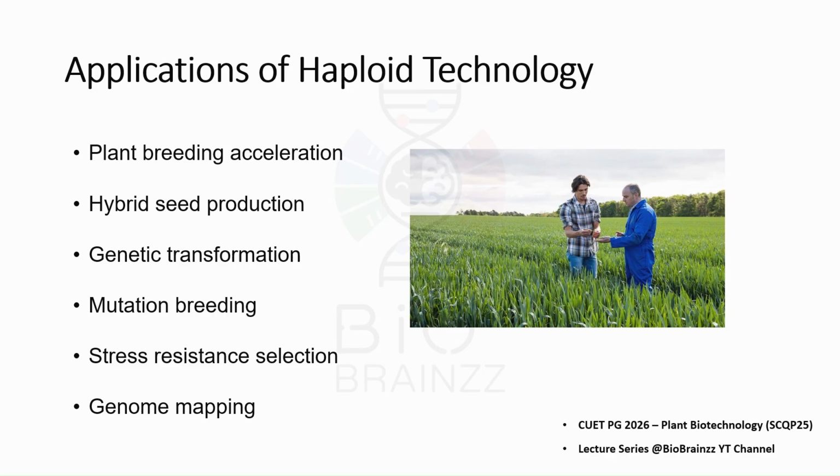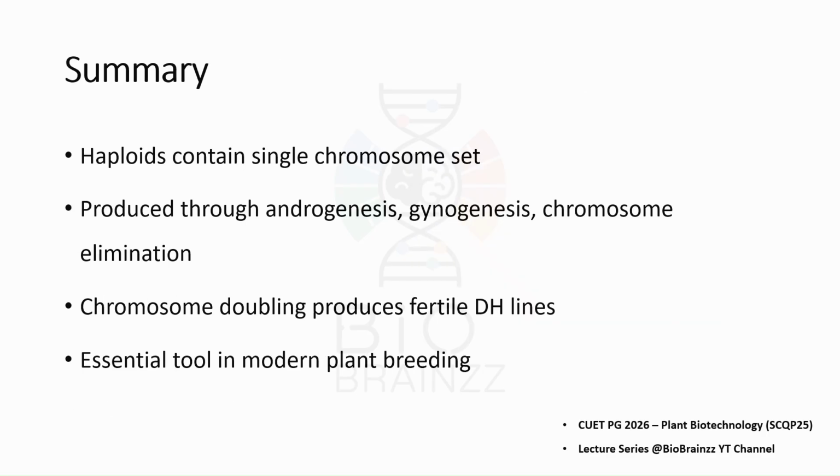Applications of haploid technology. Haploid technology accelerates plant breeding and hybrid development. It supports mutation breeding and genetic transformation. It also plays an important role in genome mapping and stress tolerance studies. Summary: haploids contain a single chromosome set and can be produced through androgenesis, gynogenesis, or chromosome elimination. Chromosome doubling produces fertile double haploids that are widely used in modern plant breeding.